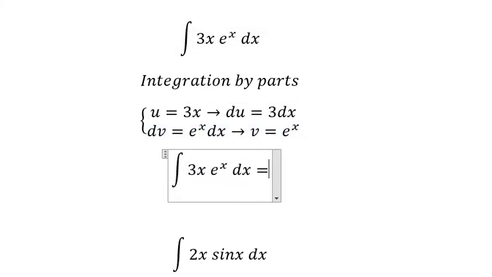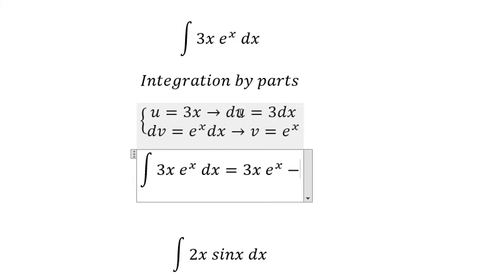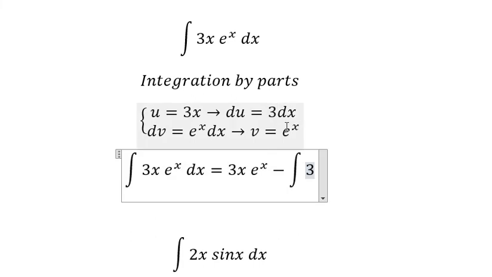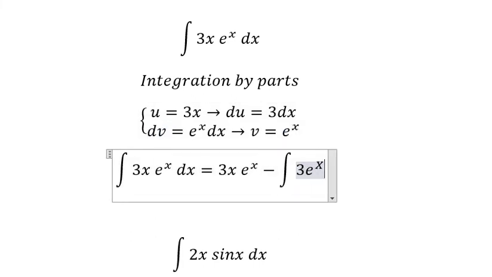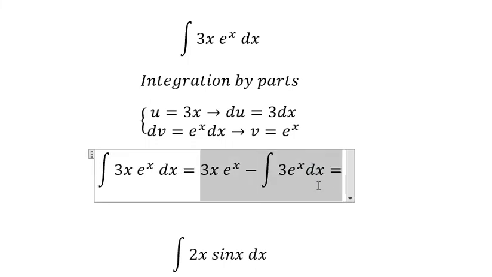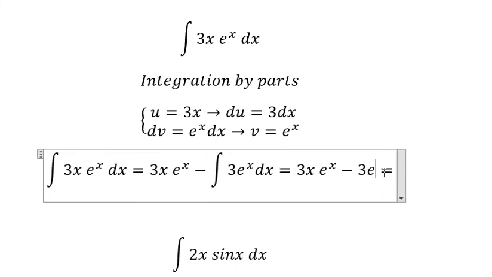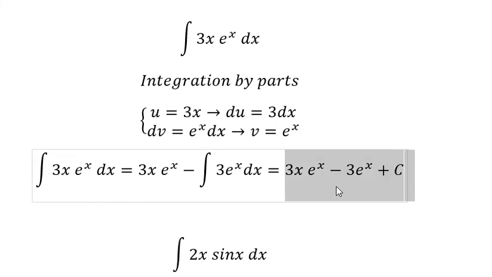So we have u multiplied by v, minus the integration of v du, so we have 3 e to the power of s and ds in here. The integration of this one, we have 3e to the power of s, and we put c, and this is the final answer.